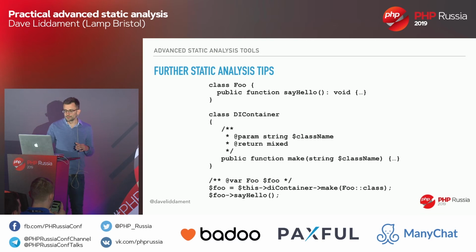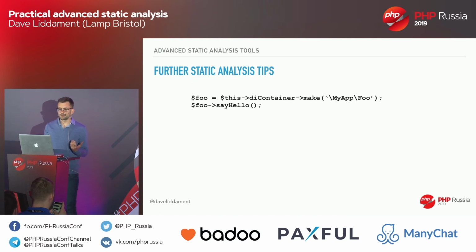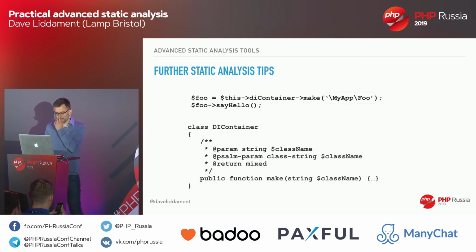So there are a few things you can do. You could tell the tools that $foo is of type Foo just by using the @var annotation. And that means tools like PHPStorm and Psalm will understand now that $foo should be of type Foo. But the problem is, what happens if somebody does something like this, and let's just say Foo isn't in the namespace MyApp. So we've passed in a string, but actually that string doesn't really refer to the object Foo. So we can improve things.